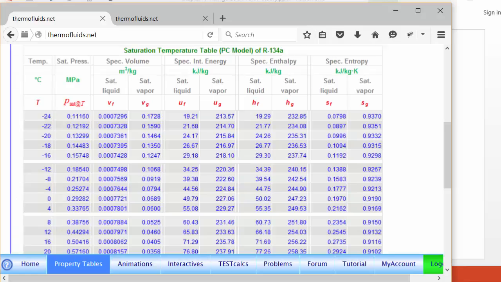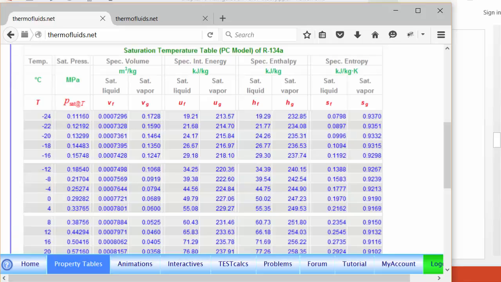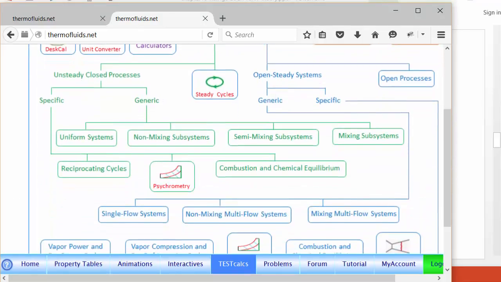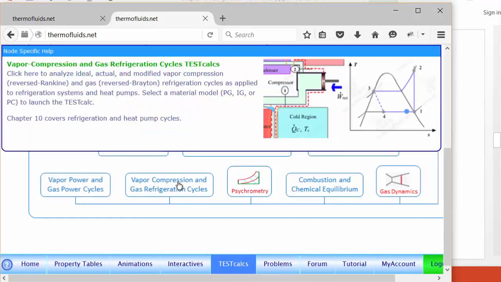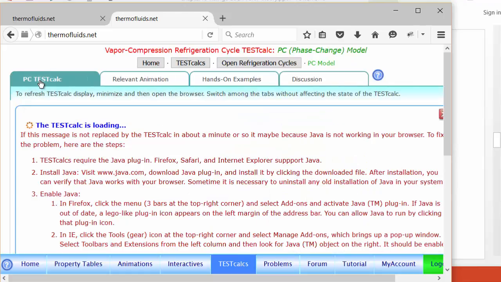And we might need entropy also. So at 0.15 MPa, entropy is somewhere between these two. How about 0.93? Pretty approximate, eyeballing. So entropy is 0.93. Let's go and verify these answers. We launch test calcs. Again, following the open specific branch, we'll find the vapor compression, vapor and gas compression. We are following vapor compression cycles with PC model. That's our only choice.